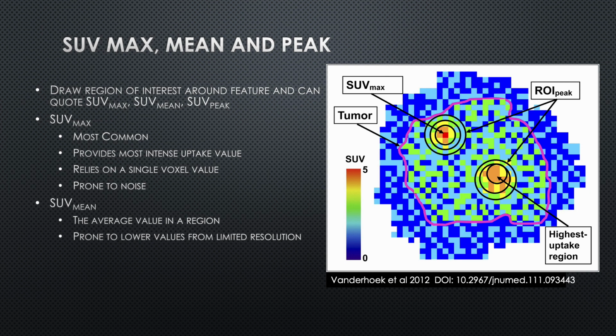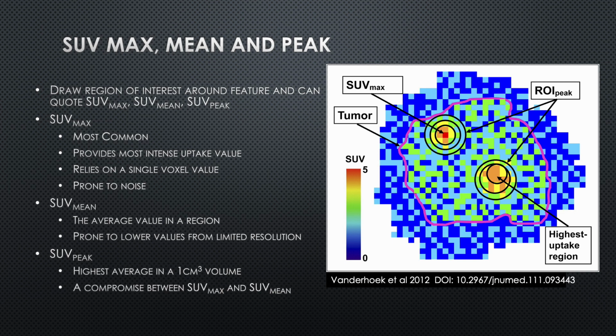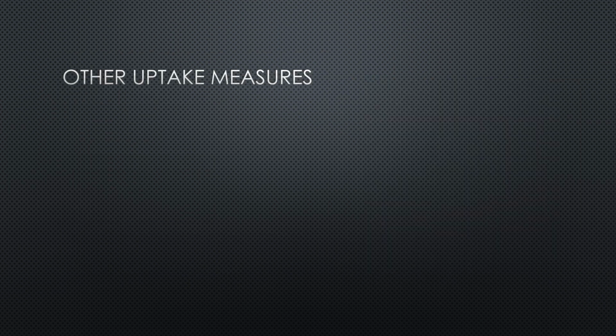So you can imagine, we're never going to get full recovery of the mean uptake because of the tail off when we get to the edges because of the spatial resolution of our systems. An SUV peak, this is a kind of compromise between SUV max and SUV mean. And what we do here is we look at the highest average in a 1 centimeter cubed volume as we move through the volume of interest. There are also other quantitative measures that we can use.